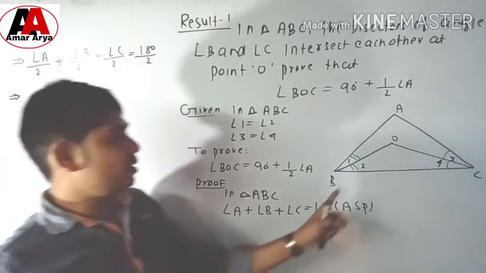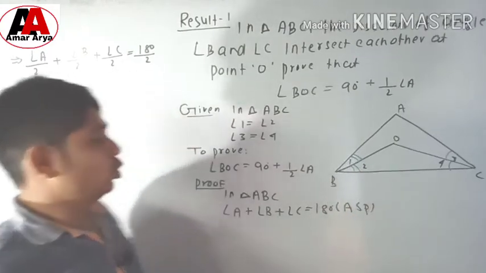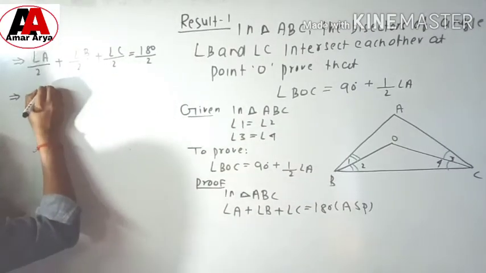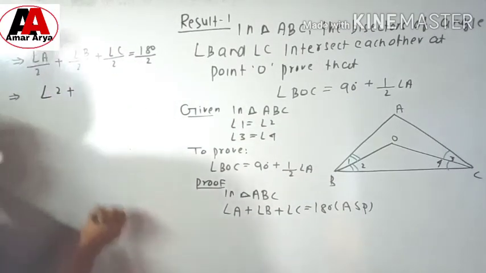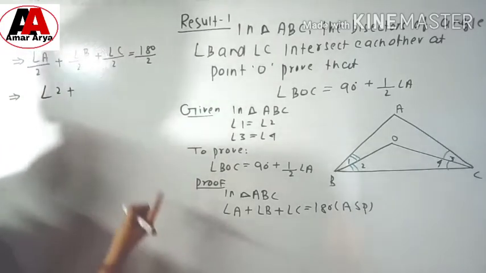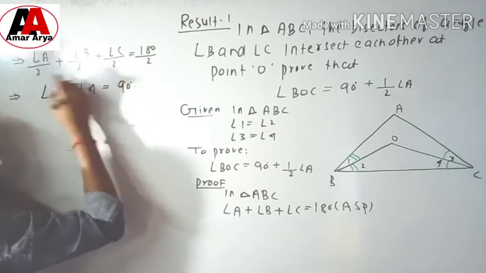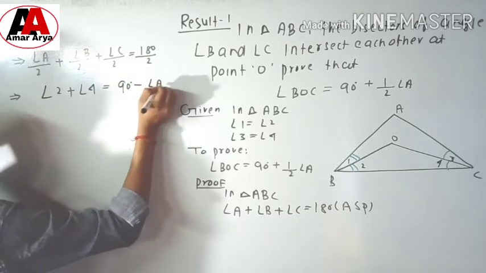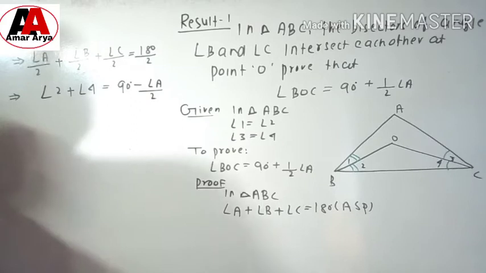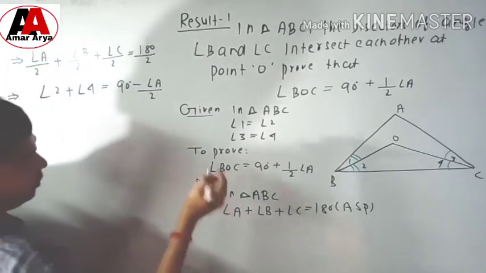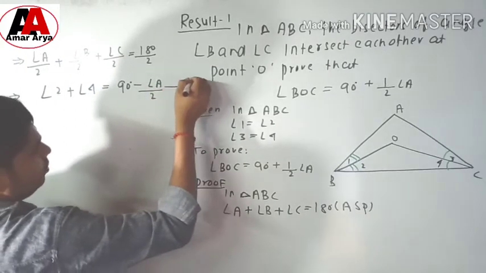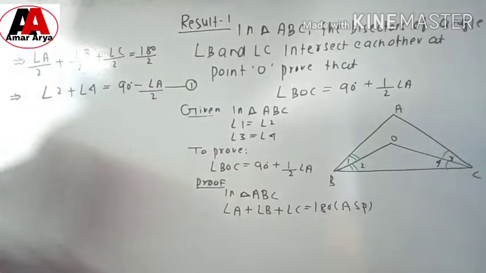Now try to find angle B by 2. This is the bisector, so angle B by 2 is angle 2, and the bisector of C gives angle 4. So angle 2 plus angle 4 equals 90 degrees minus angle A by 2. This is equation number 1.